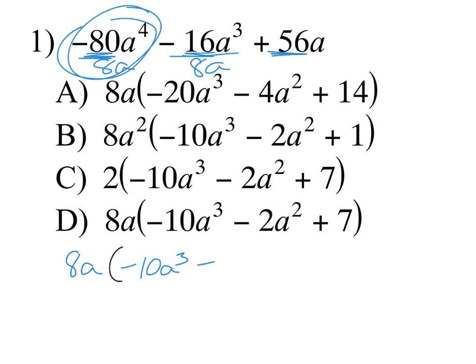2a to the second power. So negative 2a to the second. And what do we get after we factor out of the third term? 7a. I mean, no a. Yes, so just plus 7. Good. So our first step, we found our GCF.